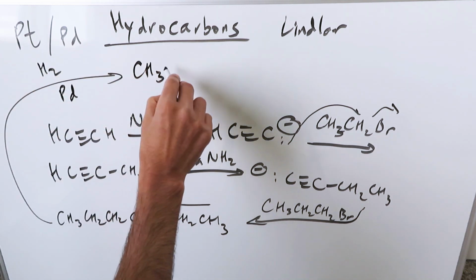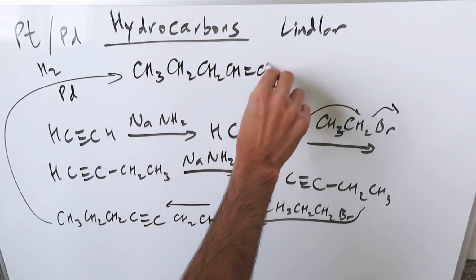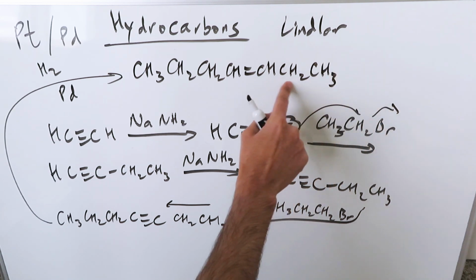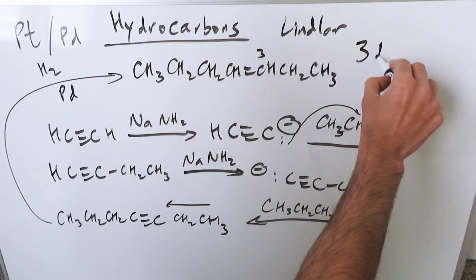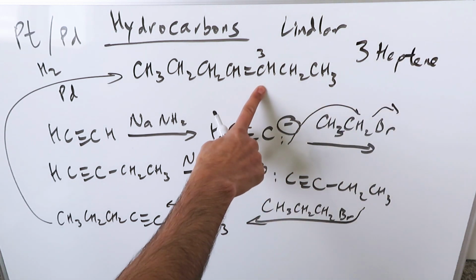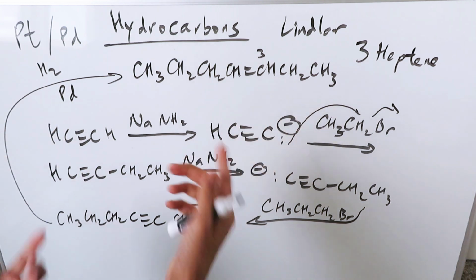I'll have an alkene develop, CH3 CH2 CH2 CH double bond CH CH2 CH3. What do I have? 1, 2, 3, 4, 5, 6, 7. And here's my double bond, I have here now 3-heptene. If I react this with another round of Lindlar catalyst, H2 palladium, I'll develop heptane.